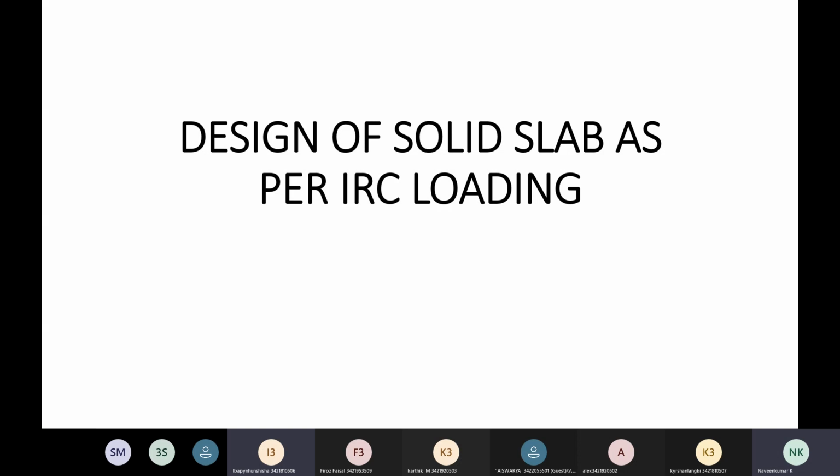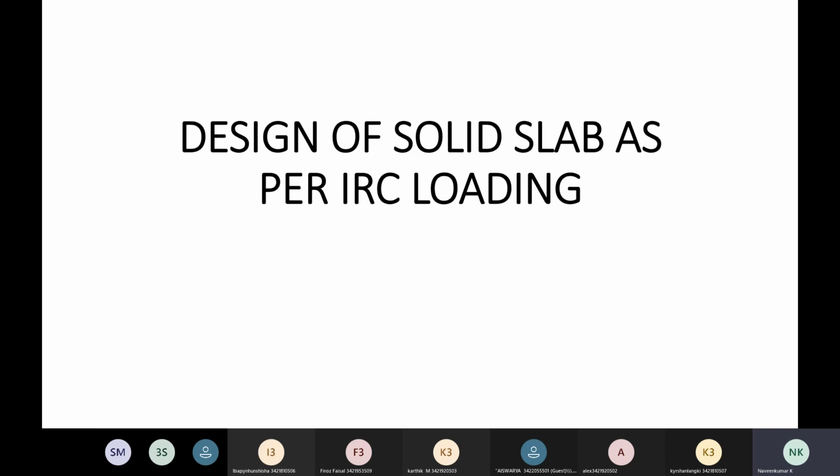So you're going to see the design of a solid slab as per IRC loading. Why do you have to design the solid slab as per the IRC loading? Because you're going to use that particular solid slab in bridges. So that's why you go for the IRC loading. But before going into the IRC loading, you should know what IRC means.